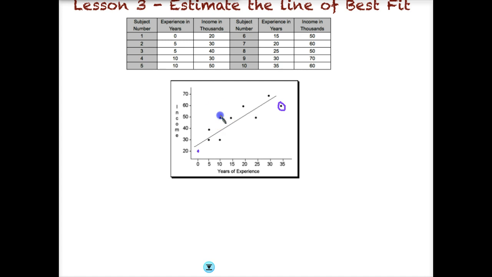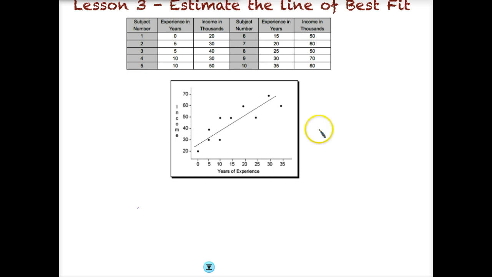Maybe this one is comparable. But then we have this one, which is fairly close, this one, which is fairly close, and we only have one that's that close on the other side of the line. So the goal again is to take into account an average. So it won't be precise, but it will be an estimate of our line.